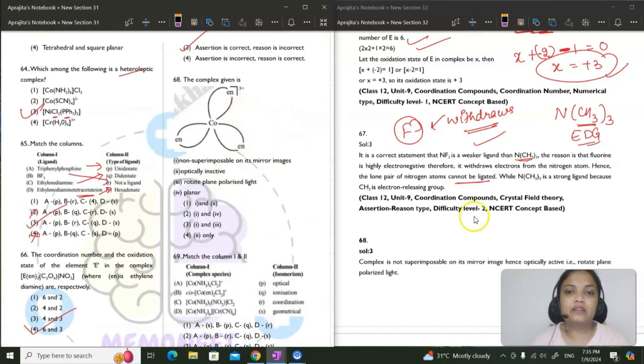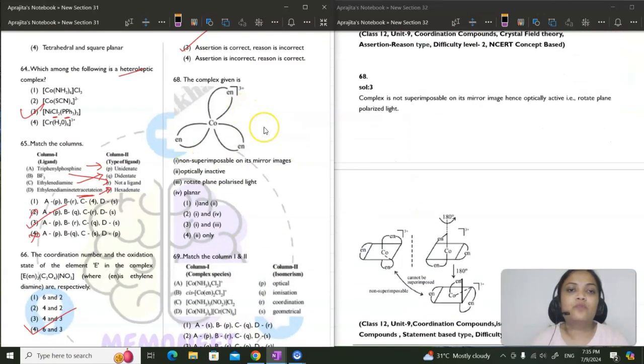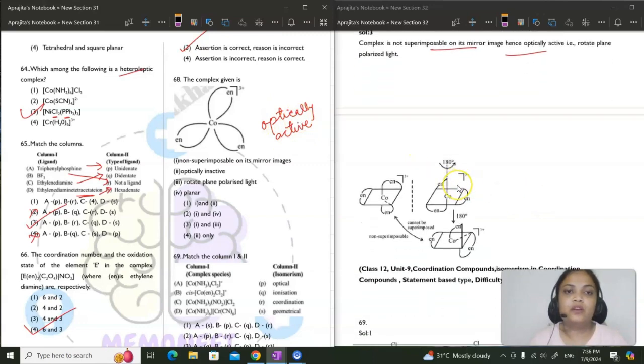Next is the complex given. There is a complex given to you and moreover it's non-superimposable on its mirror image, means this is an optically active compound. Okay, if it's an optically active compound, it will rotate the plane polarized light.